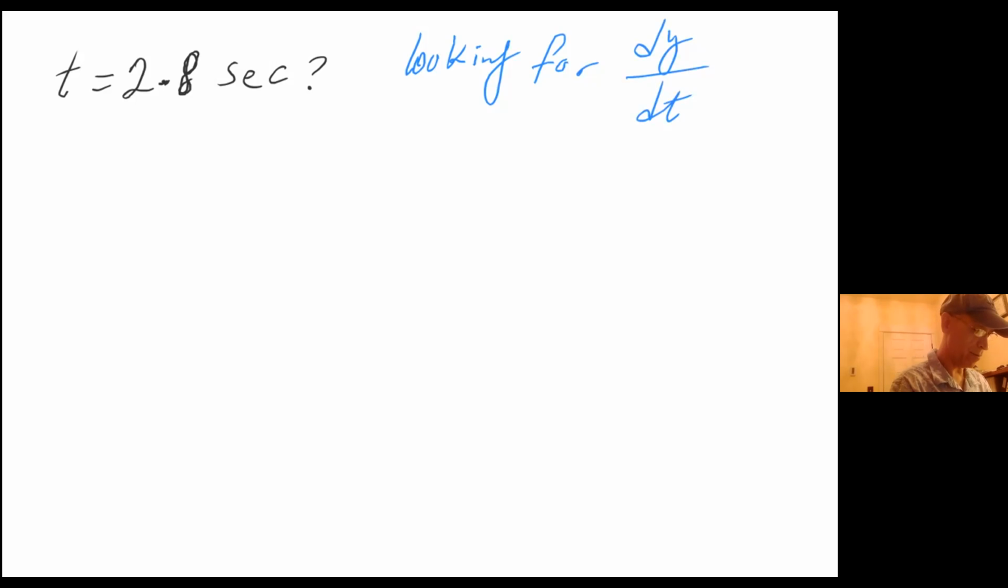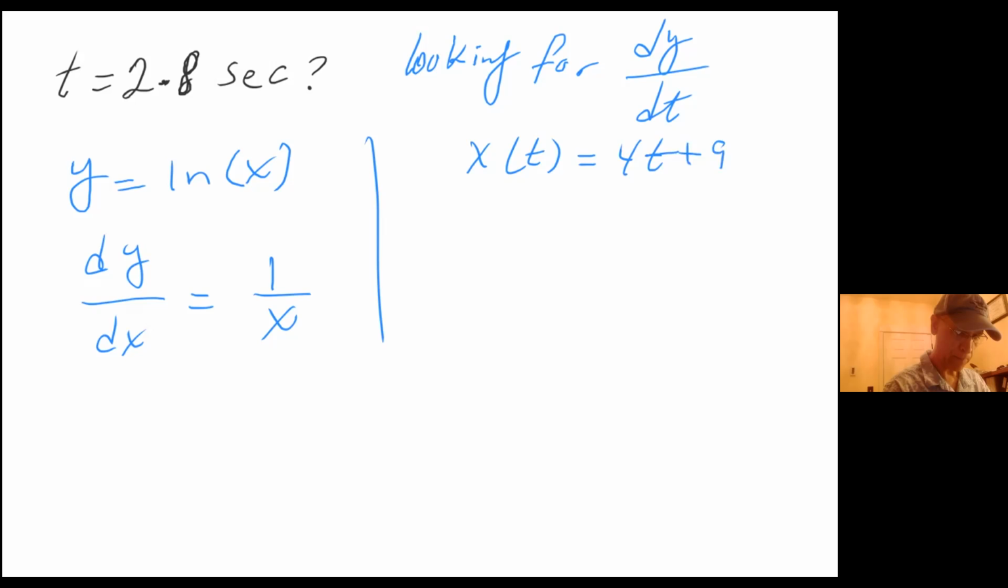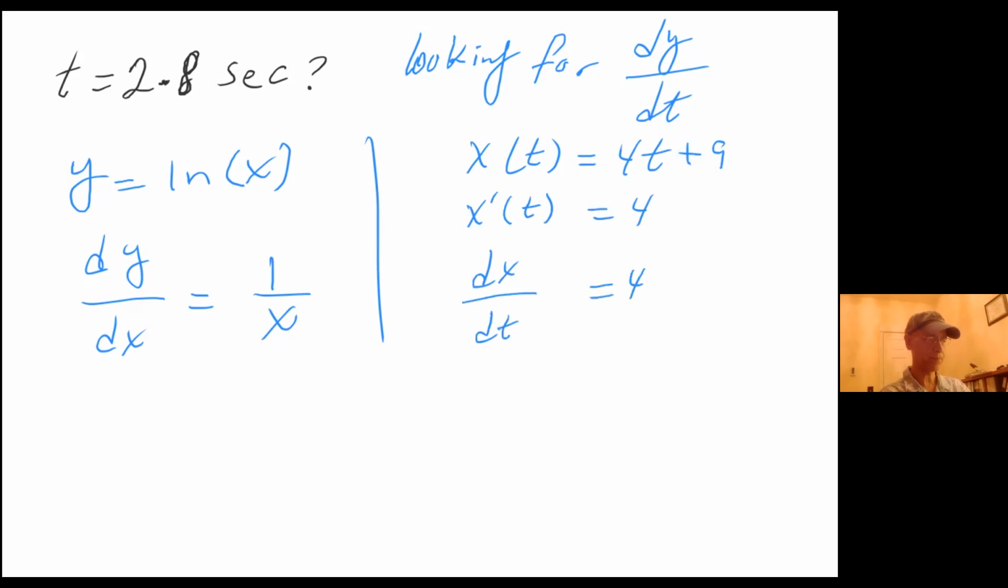So what is it that we know? We know that y equals natural log of x. So I can claim that dy dx equals 1 over x. I also am given that x as a function of time equals 4t plus 9. So I can claim that x prime of t is simply 4, which is the same as saying dx dt equals 4.